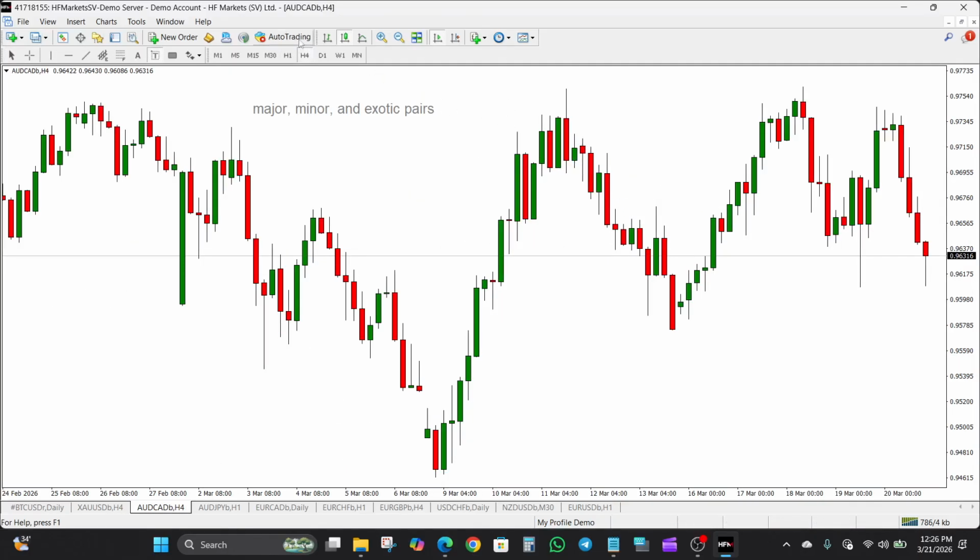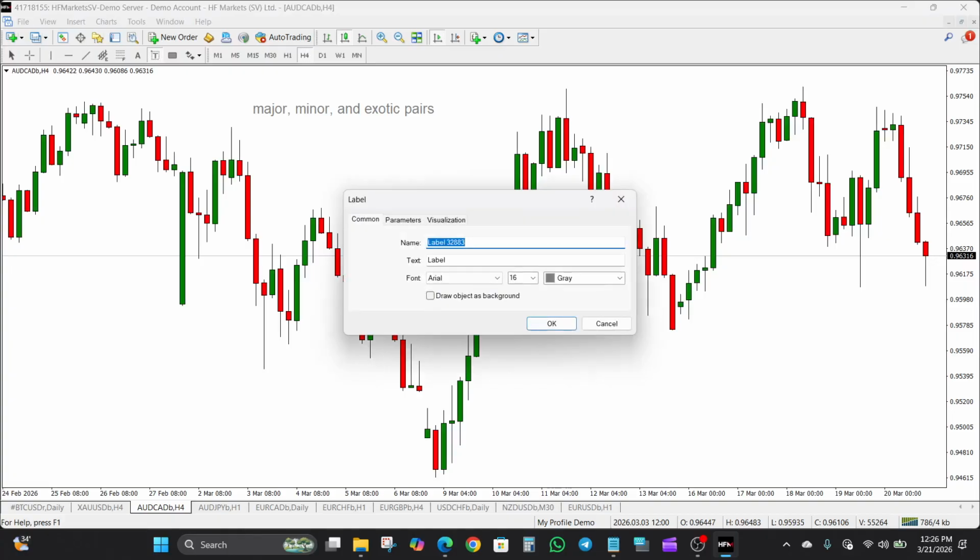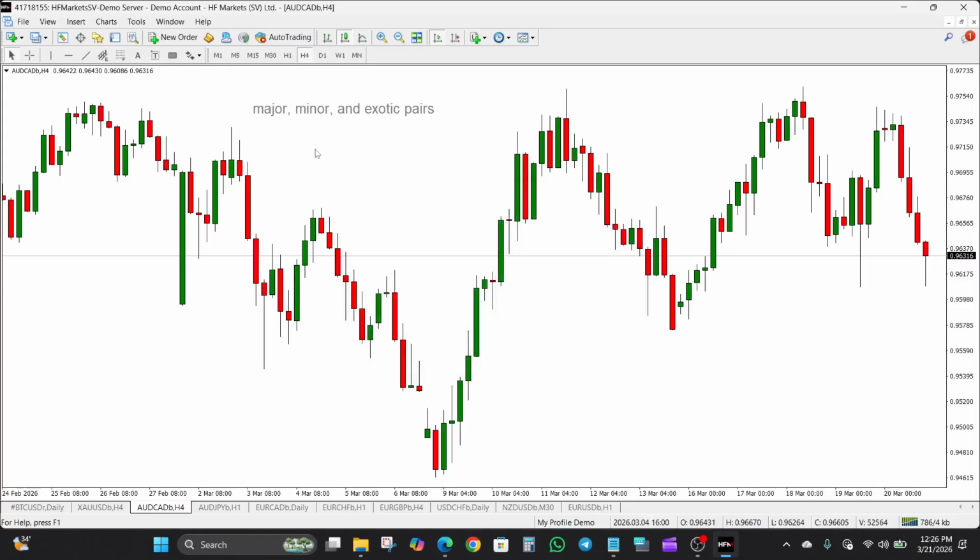Minor pairs, also called cross pairs, do not include the US dollar. An example could be the Euro GBP or AUD JPY. You're talking about two strong currencies, but the US dollar is not included. They still have good liquidity, but slightly wider spreads than the major pairs.